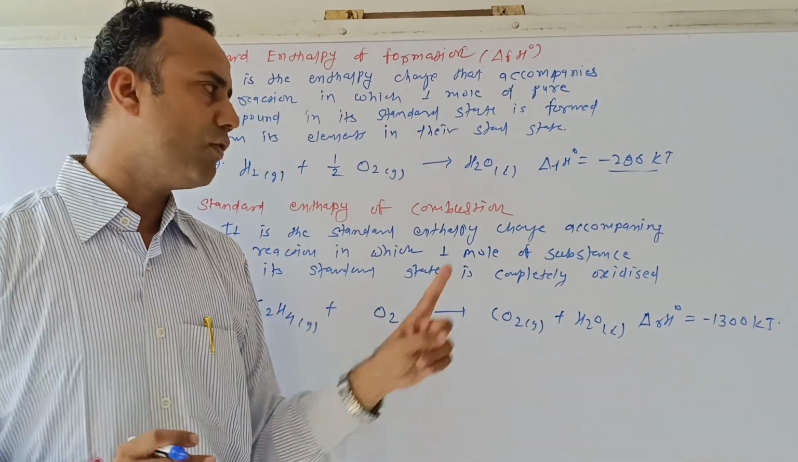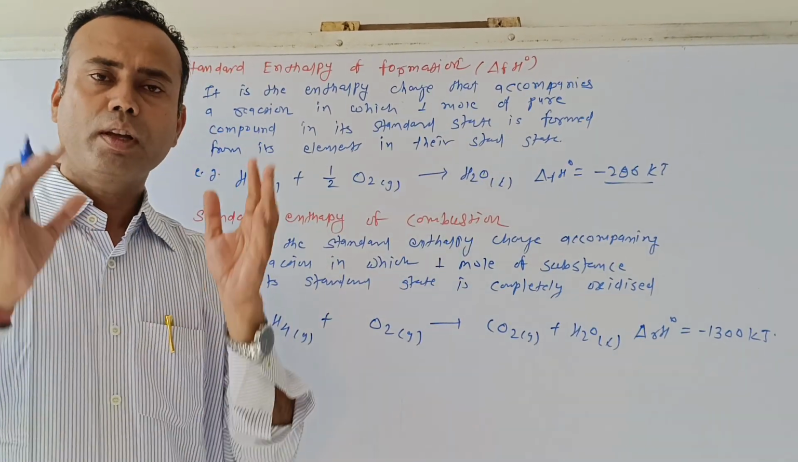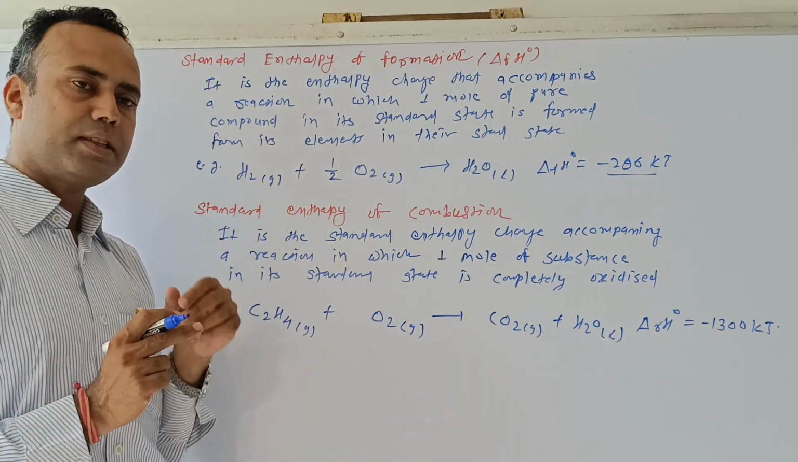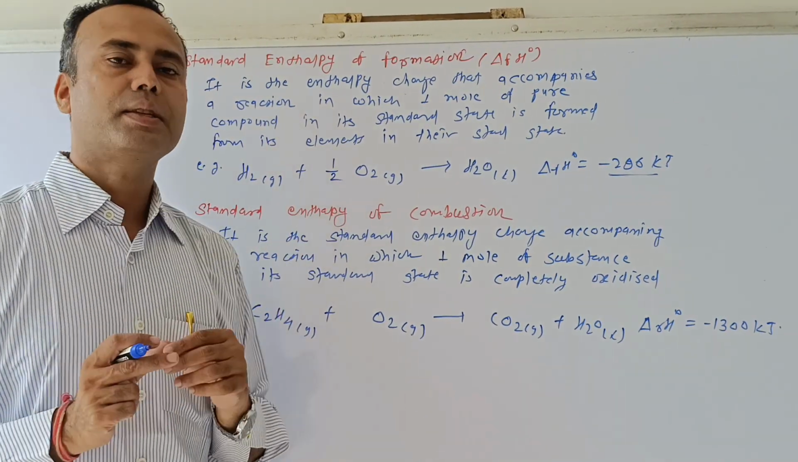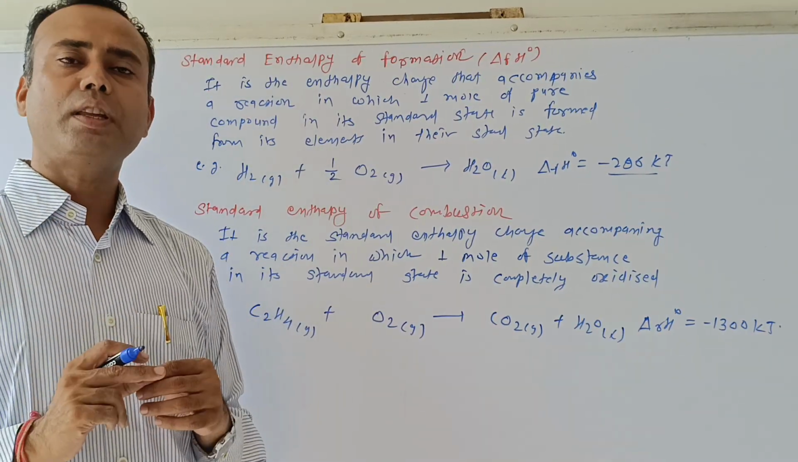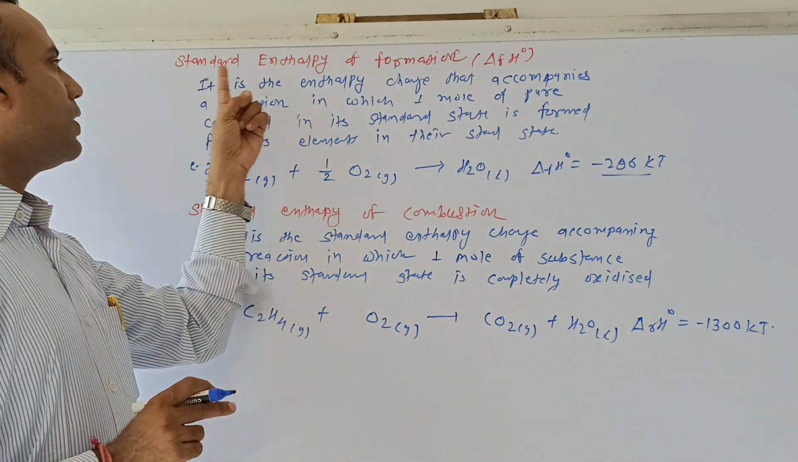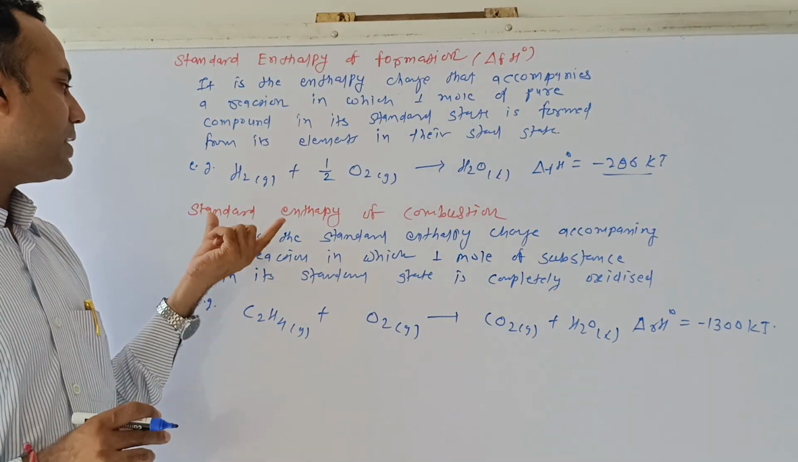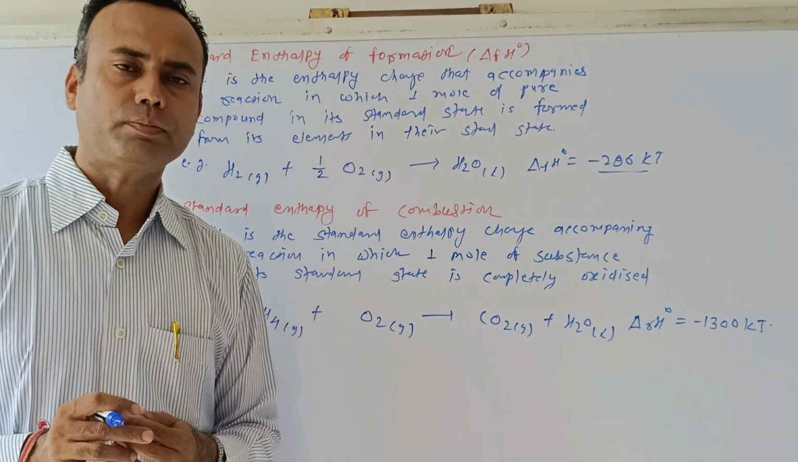Heat is released when 1 mole of water is formed in standard state from its components, hydrogen in gaseous state, oxygen also in gaseous state. That is associated with enthalpy change and that is called the standard enthalpy of formation. Clear? After that comes standard enthalpy of combustion.